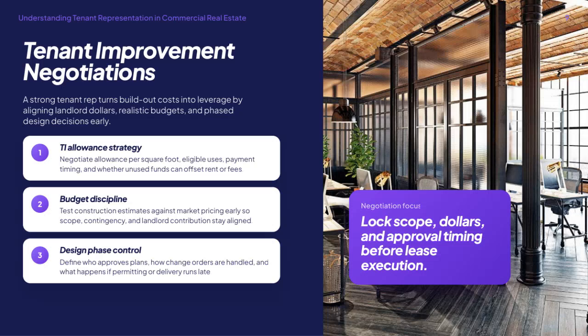When it comes to tenant improvement negotiations, a strong tenant representative plays a crucial role in turning build-out costs into a strategic advantage. The key is to align landlord contributions, realistic budget expectations, and phased design decisions from the very beginning. First, the tenant improvement allowance strategy is essential. This means negotiating not just the allowance amount per square foot, but also clearly defining what expenses are eligible, when payments will occur, and whether any unused funds can be applied as rent credits or offsets for other fees.